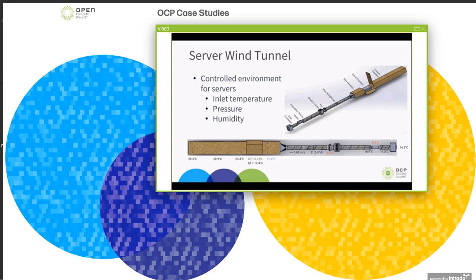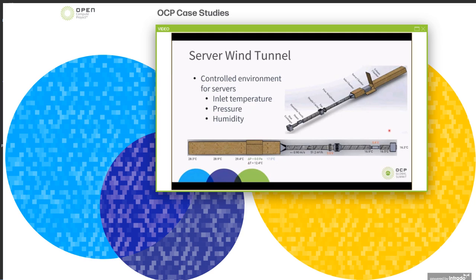So now I'm going to talk about the experimental setup used, and I'll start with the server wind tunnel. This is a controlled environment to run servers, where we can control the inlet temperature, the pressure drop across the server, and the humidity. And to show how it works, we'll look at the picture on the right here. The air first enters a cooling heat exchanger, so it's cooled, and then it passes through a heater. There's a humidifier to humidify the air, and a droplet catcher, and then a fan to push the air into the inlet to the servers.